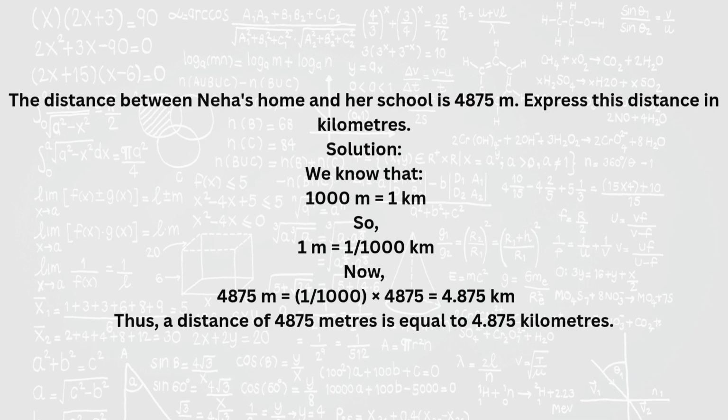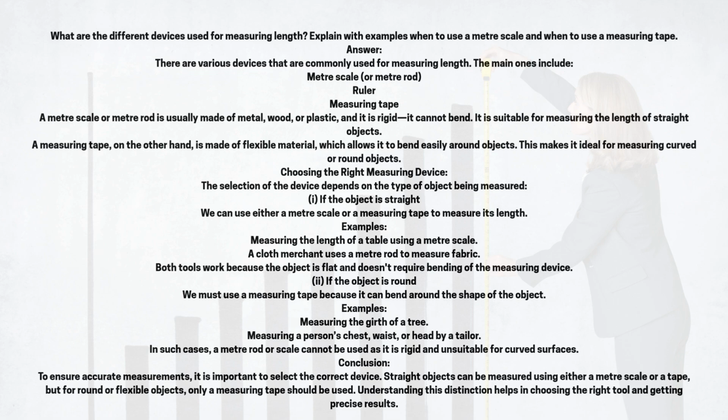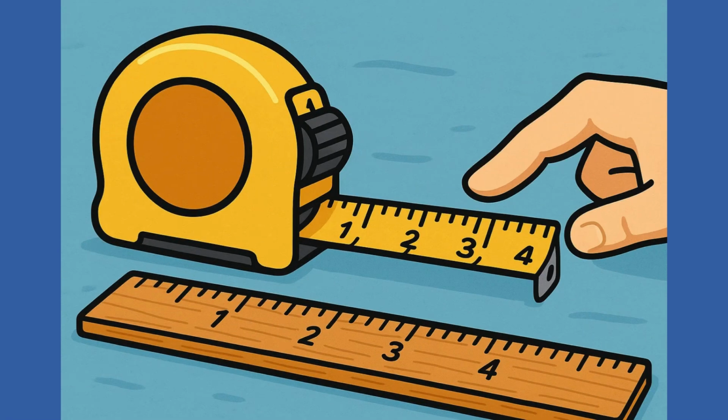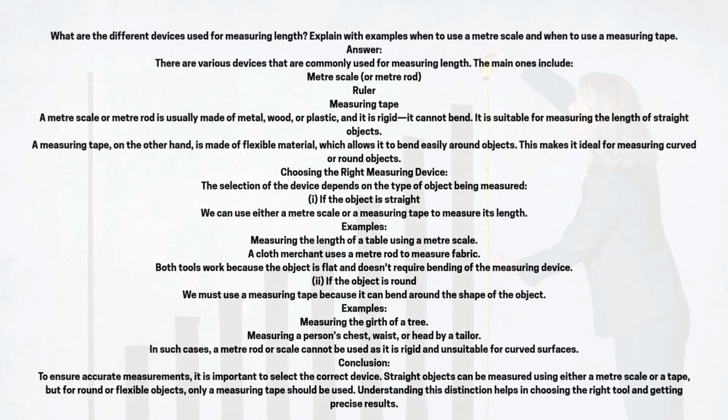For measurement, we need certain devices to measure any object. So there are various devices like meter scale, measuring tape, etc. A meter scale is usually made of metal, wood, or plastic, and it cannot bend, whereas a measuring tape is made of flexible materials which allows it to bend easily around objects.